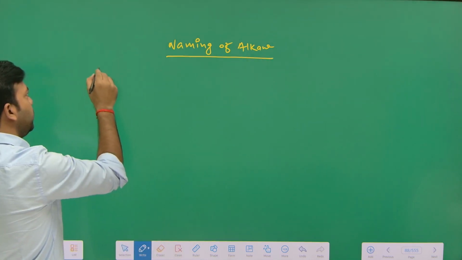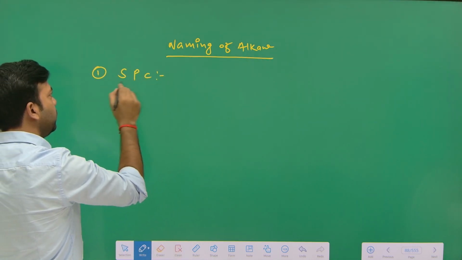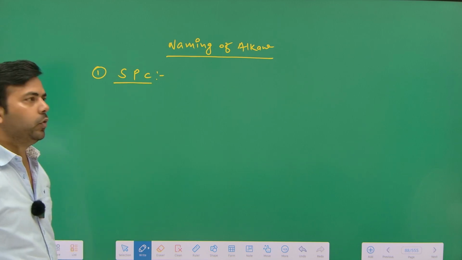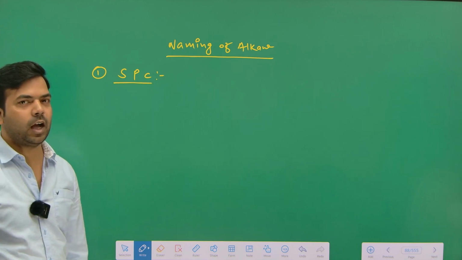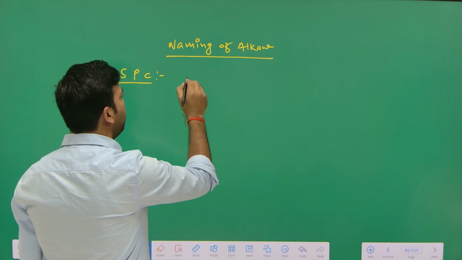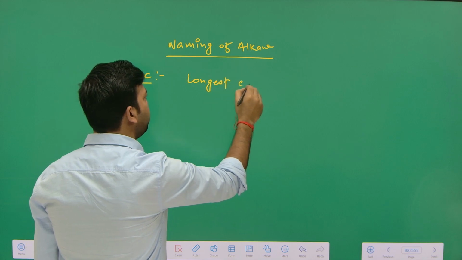So the first thing is selection of parent chain, SPC. What does it mean? Selection of parent chain. So we all know in alkane we have just a carbon chain with only single bonds. So the parent chain rule is very simple. The longest carbon chain will be the parent chain. Longest carbon chain.